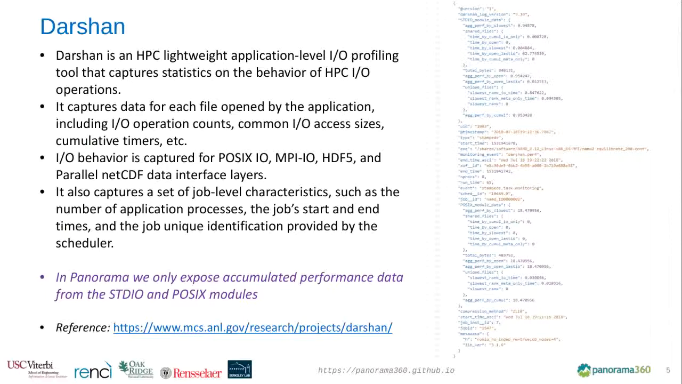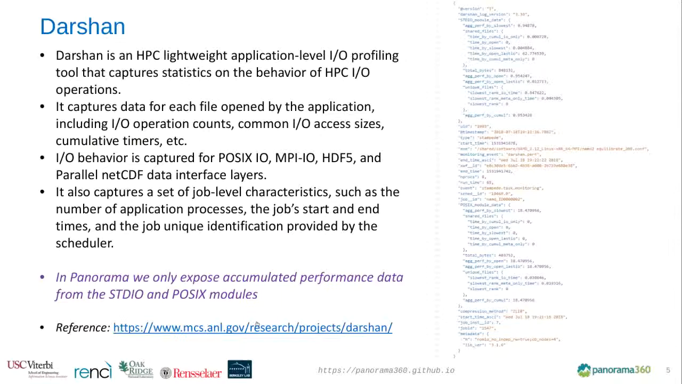So in Panorama, we're exposing only a subset of this information, and we are exposing the accumulated performance data from the STDIO and POSIX. So also the type of document that we provide here is in JSON format, and you can find extra information about Darshan in its own web page.